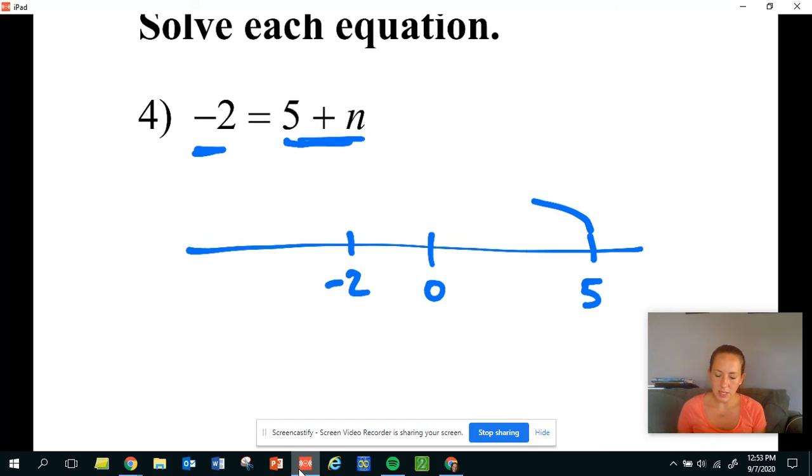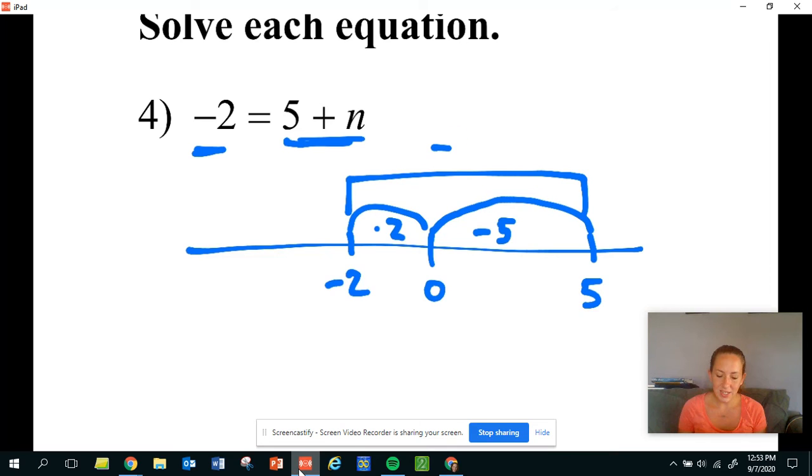So I obviously had to go 5 to get back down to 0. I had to go left 5, and then I had to go left 2 more. So I went a total of -7, just if the number line helps you. But basically, if you're better at mental math, you could probably just say, hey, -7 plus 5 would give me -2. So in this case, my unknown is -7.